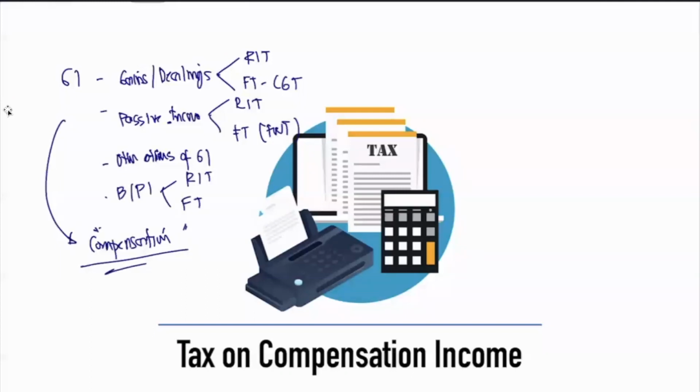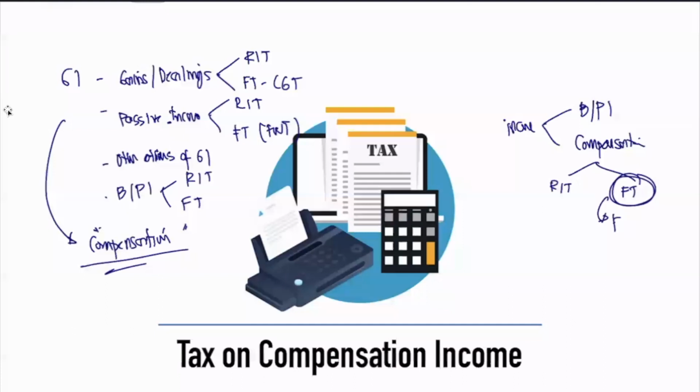So the major items of income normally come from your business or professional income or compensation income. So for today, our main focus is your compensation income. And we said again, under compensation income, it can be taxed under RIT or final tax. The lone final tax is your fringe benefit tax given to managerial or supervisory employees. All other items are subject to your regular income tax.